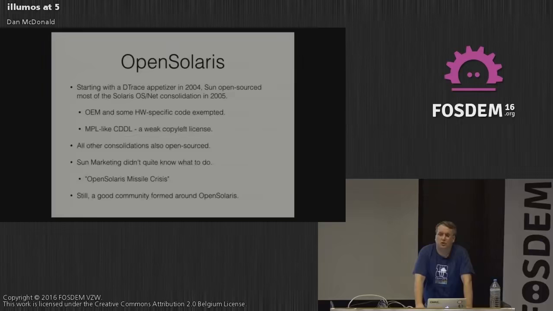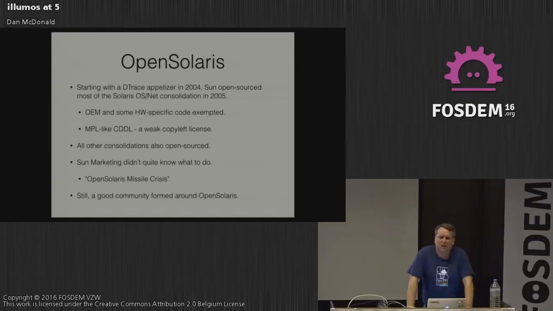But everything else was covered under the MPL-like Community Development and Distribution License. It's a weak copyleft license. If you alter an existing file under CDDL, you have to contribute your changes back to the community. You can introduce new files into the big system, and you can put them under almost any license you want. GPL happens to not be one of those, but oh well. All the other consolidations were also open source. Most of them came from open source components to begin with anyway, like X, like other userland activities, applications and libraries like OpenSSL or Apache.